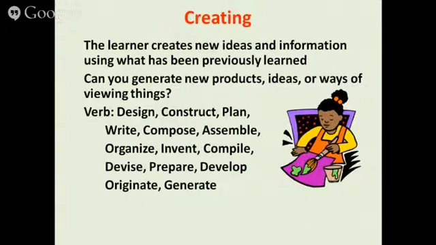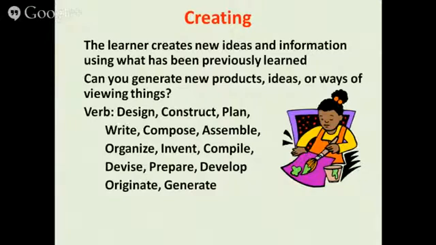So if somebody is able to give you a strategic plan, that means he or she is able to apply whatever knowledge has been acquired in the course on strategic planning. Then write. As I said, write a program or write instructions or write the evaluation report for an institution. This is nothing but the ability to create. Likewise, compose, assemble, organize, invent, prepare, develop, originate, generate. These are other variations in the action verbs which can be used to write objectives at the creating level.